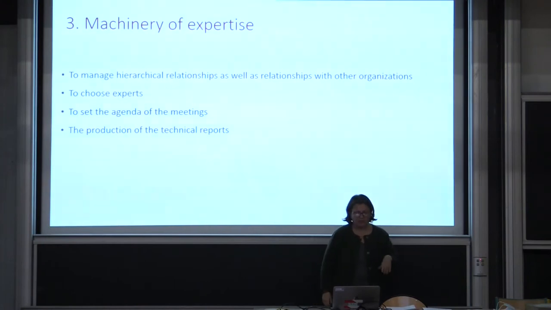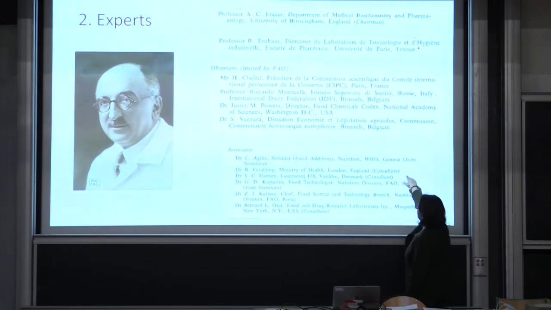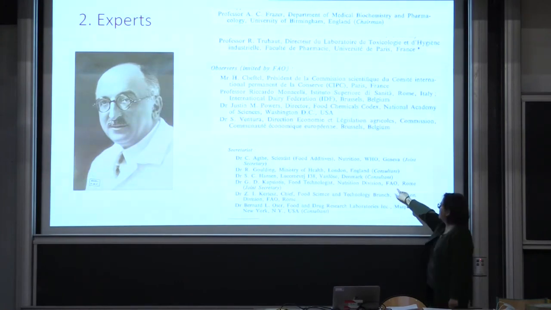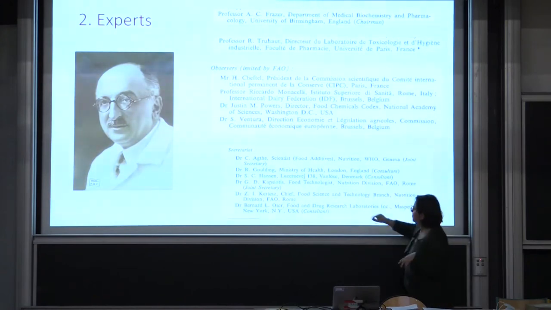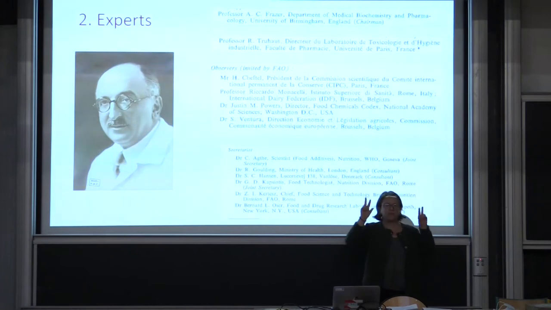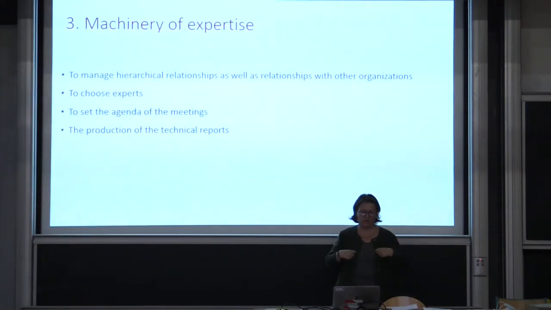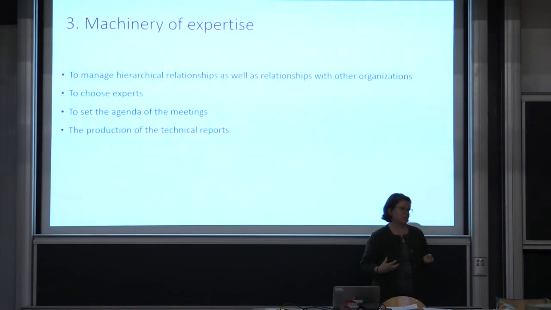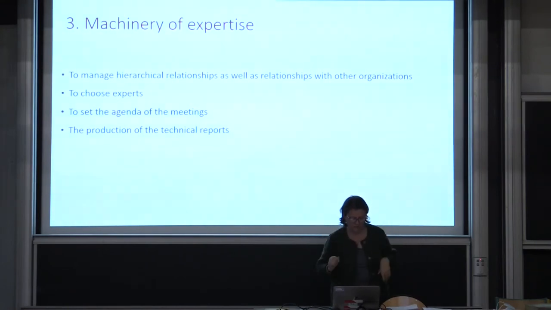Let's go to the machinery of expertise. This was the work of the so-called scientists working for the World Health Organization and for the Food and Agriculture Organization. Their official title was food technologist or scientist, and they worked for these two organizations. Sometimes in their careers they could go on into national regulatory bodies, like in the US or Canada, or into industries, or make a career in these international organizations or others.